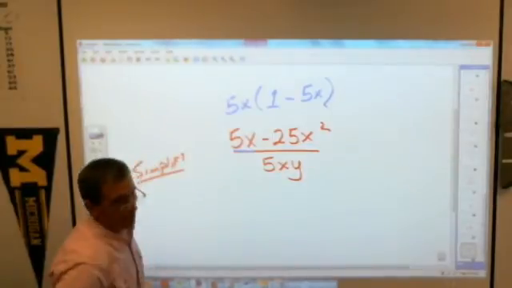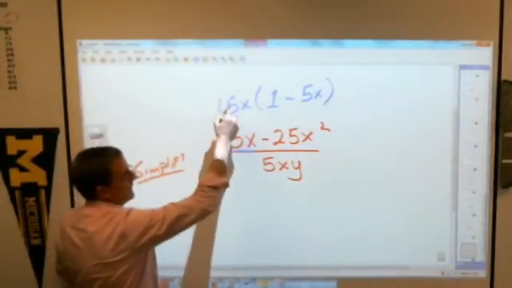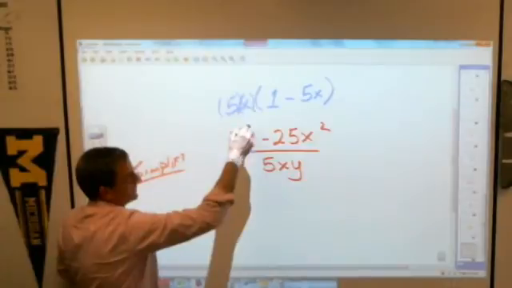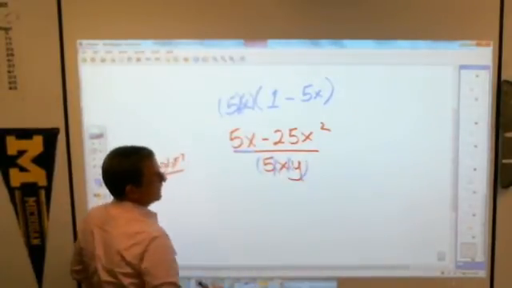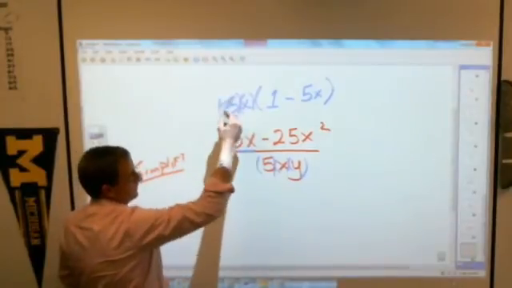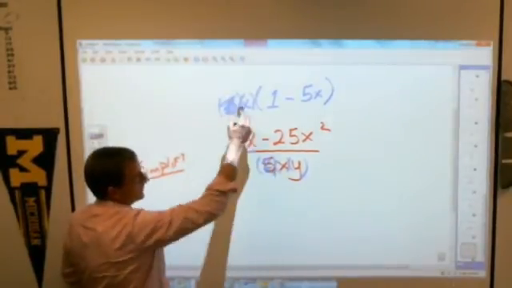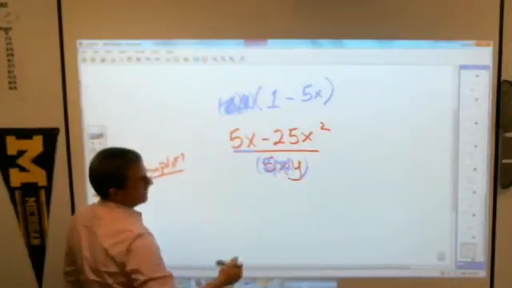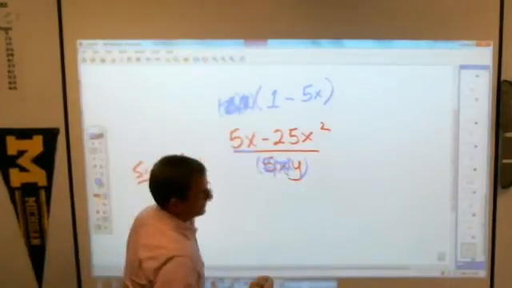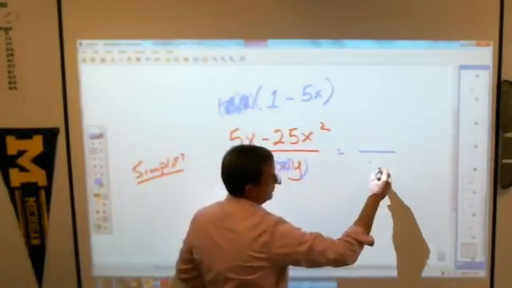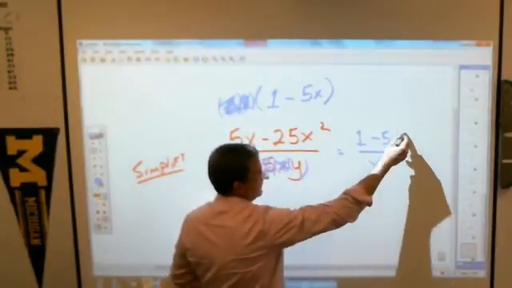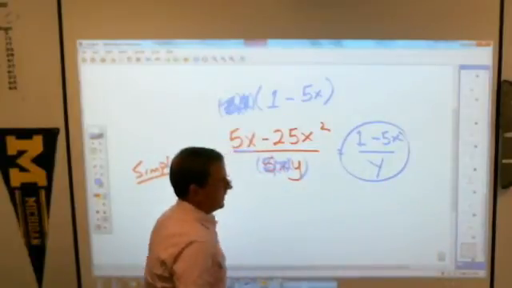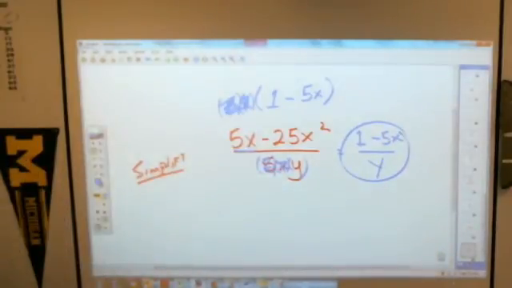Now, these are all factors of each other. You have a 5, that's a factor with the x, that's a factor with that. This is a 5, that's a factor with the x, that's a factor with the y. I can cross off the 5 with the 5 on the bottom. I can cross off the x with the x on the bottom. The y I can't cross off, so it has to stay. You're left with the y on the bottom and the 1 minus 5x on top. That's as much as you can simplify that. But it is simplified.